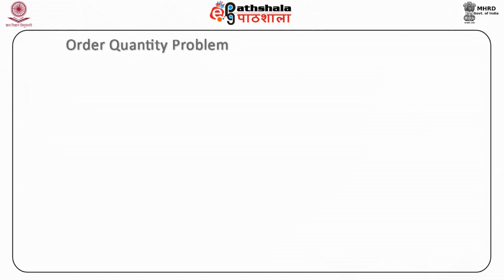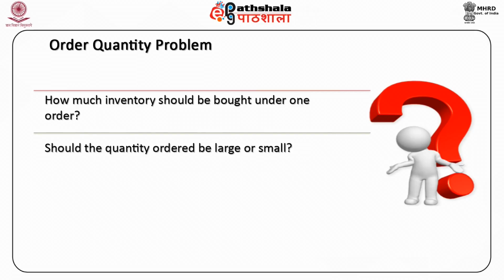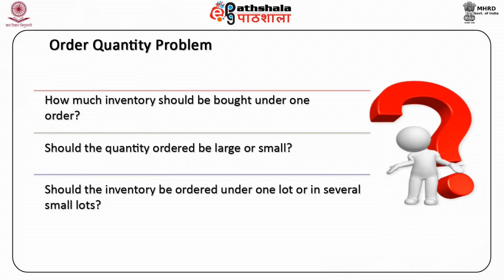After the classification and identification of the inventory into class A, B, and C, next is the determination of the order quantity. Thus, the management needs to decide upon the following. How much inventory should be bought under one order? Should the quantity ordered be large or small? Should the inventory be ordered under one lot or in several small lots?